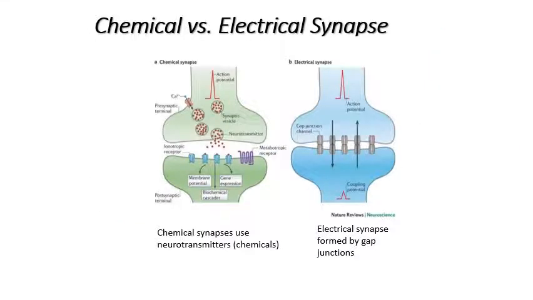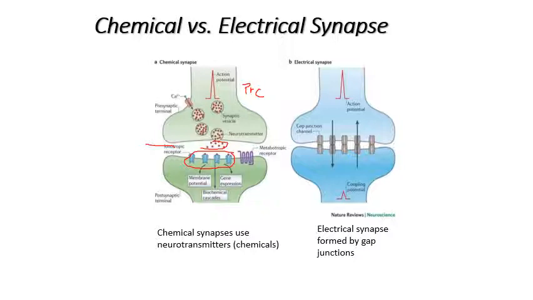So here we can see both types of synapses, the chemical and the electrical. Here's the chemical, where you can see the presynaptic neuron is releasing neurotransmitter, the chemicals, into this synaptic cleft. And the target cell has receptors for that chemical. This is the one we're going to talk about at great length.